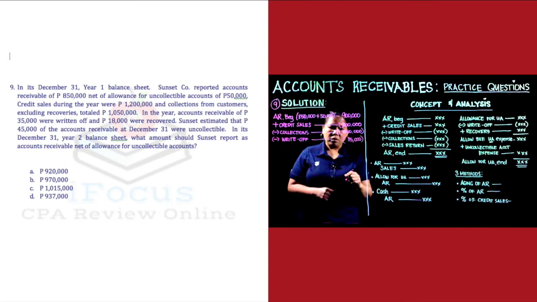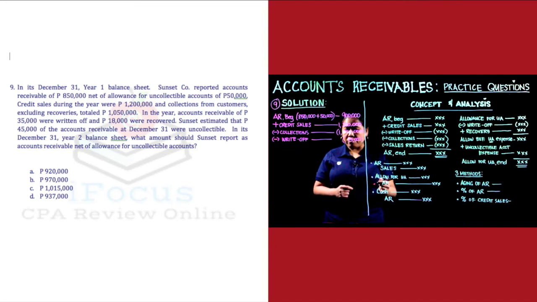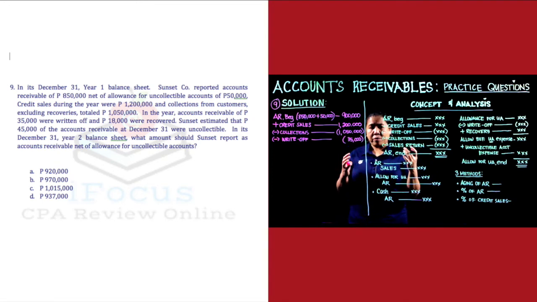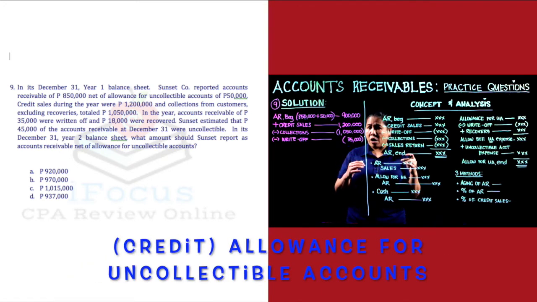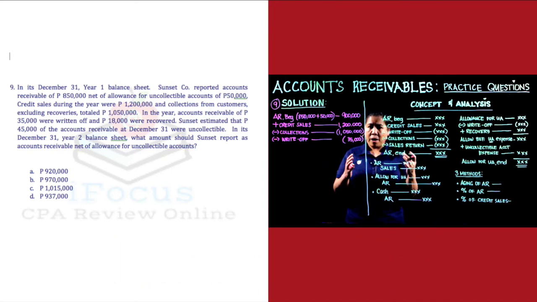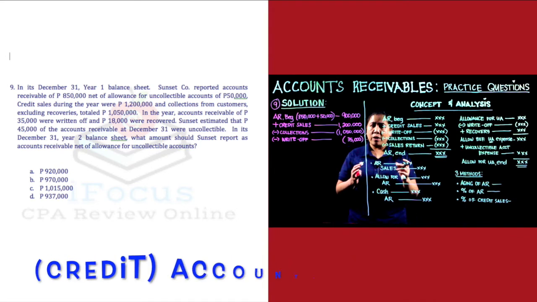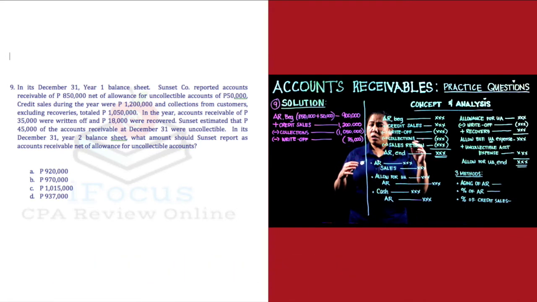And 18,000 were recovered. Remember, kapag meron tayong recovery, ang una nating gagawin ay isi-set up muna natin yung accounts receivable sa na-recover nating amount. Okay? We debit our accounts receivable and we credit our allowance for doubtful accounts. Tsaka natin i-record yung kinolekta natin. So, we will debit cash and we credit the accounts receivable. Alright? So, ang ibig sabihin, wala yung effect dito sa ating accounts receivable. Dahil nag-debit ka ng accounts receivable, nag-credit ka din ng accounts receivable sa nakolekta mo.